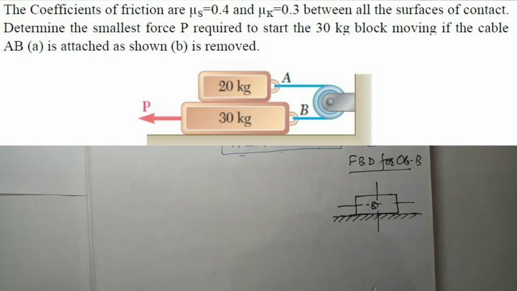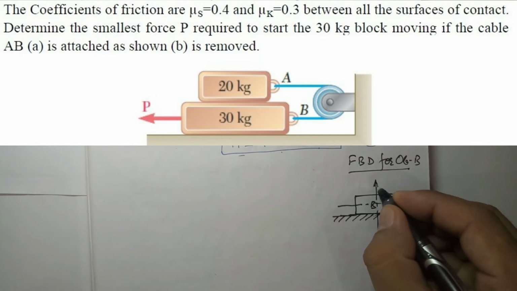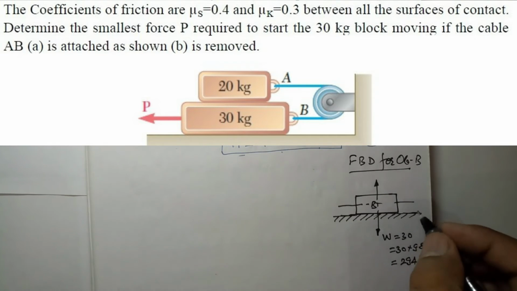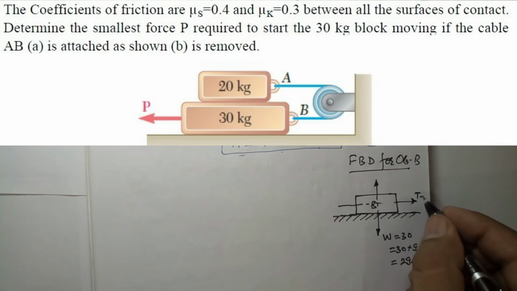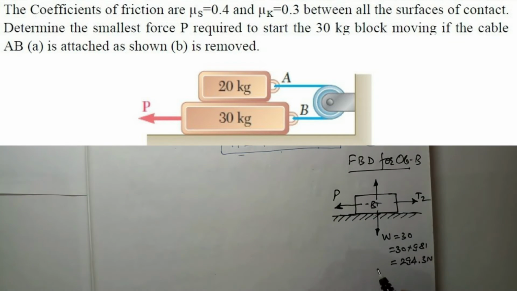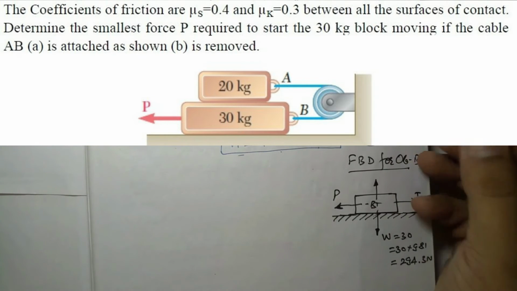Now what are the various forces and axes in this? So this is the horizontal and vertical axis. First, its weight is acting downward, that is 30 kg, so we will convert it into newtons. 30 into 9.81, this is the value, that is 294.3 I have calculated. Then this is the tension acting in this direction, T2 we can say, and this is the applied force which we have to calculate, P. Now this tension which is acting in the string, if you see the diagram, is the same as T1. T2 will be equal to T1.